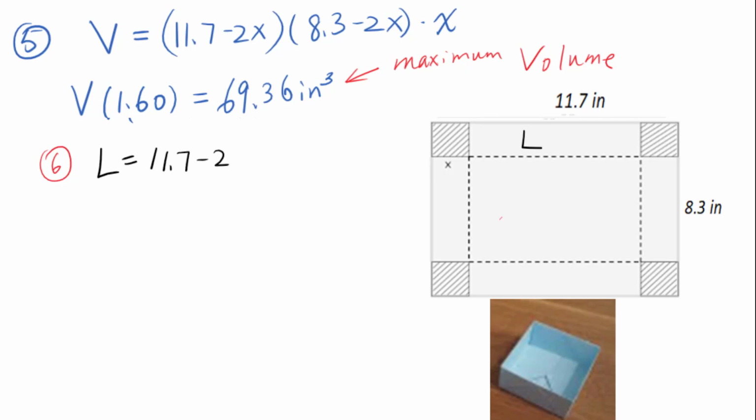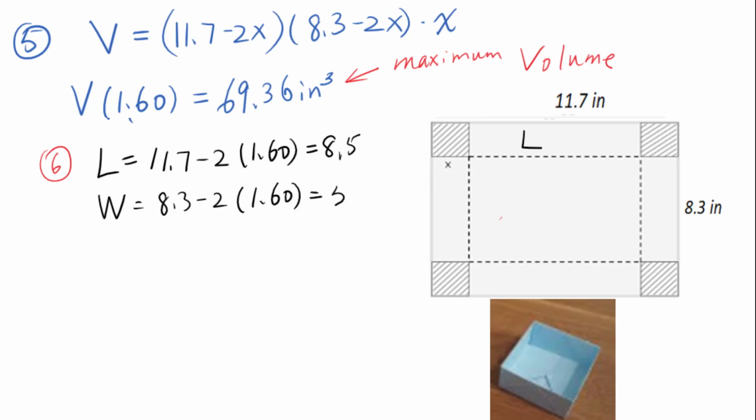Let's figure out the length of the box. 11.7 minus 2 times 1.60 equals 8.5. For the width equals 8.3 minus 2 times 1.60, 5.1. The height equals 1.60. So the surface area equals.